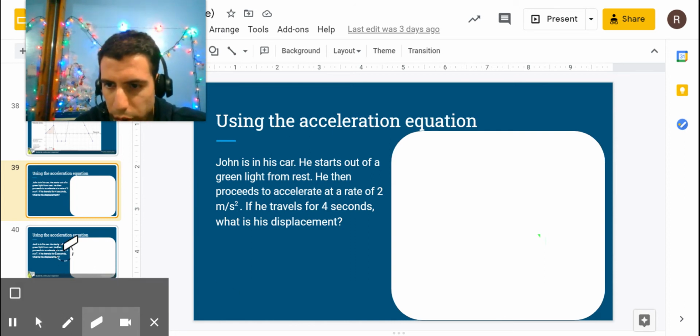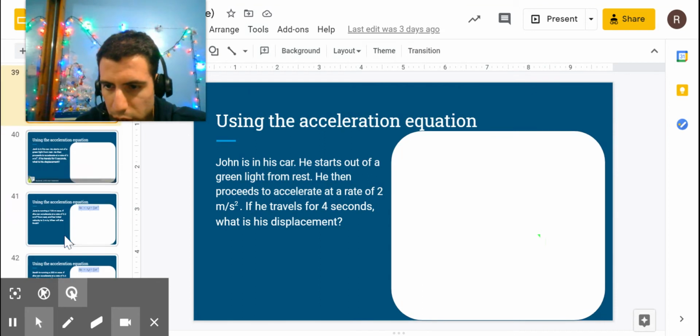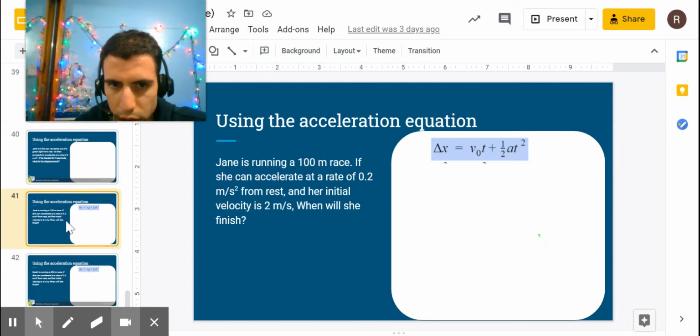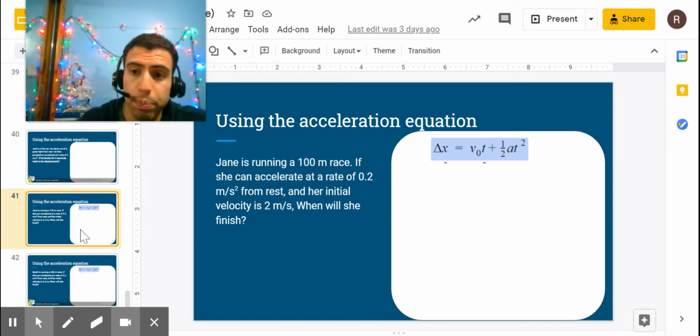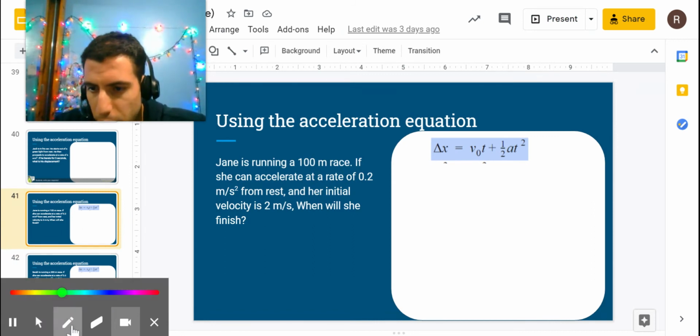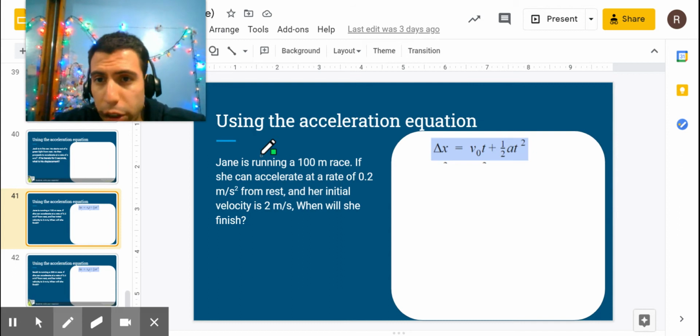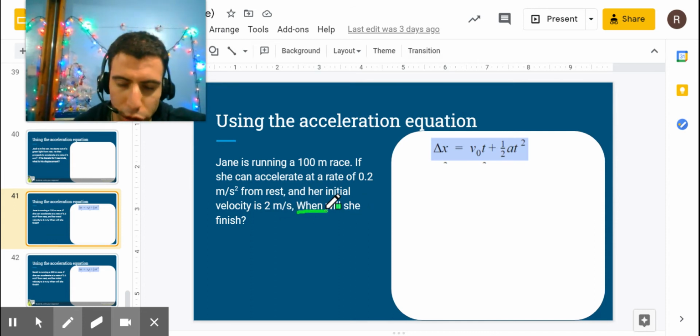I'm going to go ahead and move down a few slides. Okay, let's assume that we have Jane now. All right, and here's another problem. You have Jane. She's running a 100-meter race. If she can accelerate at a rate of 0.2 meters per second squared from rest, and her initial velocity is 2 meters a second, when will she finish? Notice I have a "when will she finish," so that's kind of the question here.